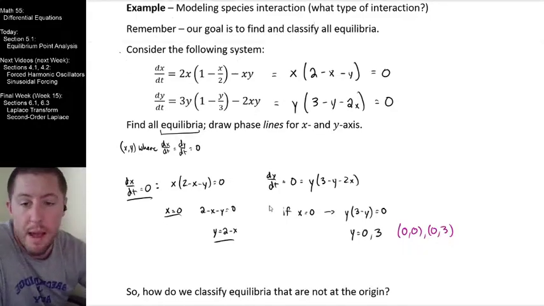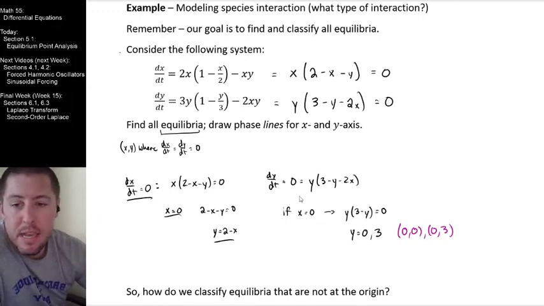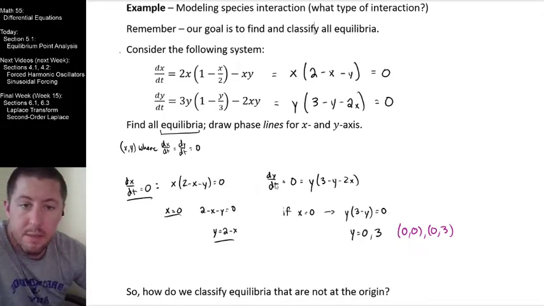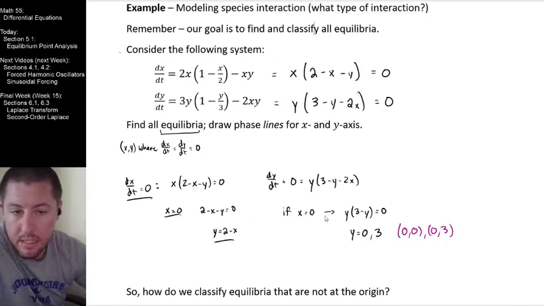So again, notice what happened here. I let x be equal to 0 because if x is 0, then the whole dx/dt equation is equal to 0. X being equal to 0 led me to realize that we could either have y equal to 0 or y equal to 3 to make dy/dt be equal to 0. So therefore, x being 0 and y being 0 works. X being 0 and y being 3 works. And so we've handled the x equals 0 case here.